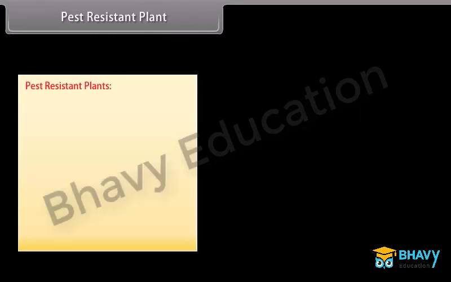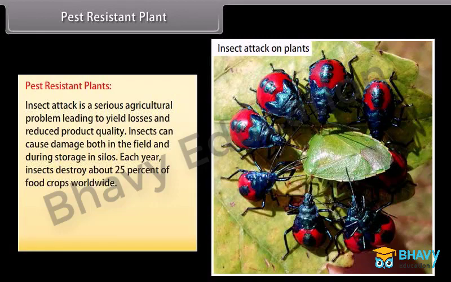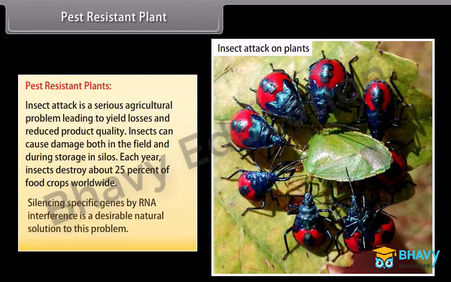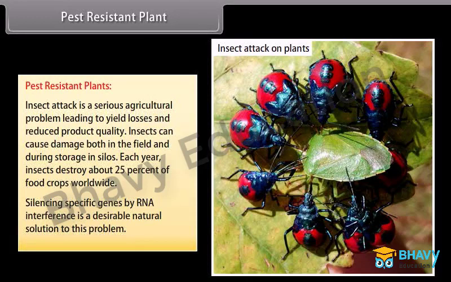Pest-resistant plants. Insect attack is a serious agricultural problem leading to yield losses and reduced product quality. Insects can cause damage both in the field and during storage in silos. Each year, insects destroy about 25% of food crops worldwide. Silencing specific genes by RNA interference is a desirable natural solution to this problem.